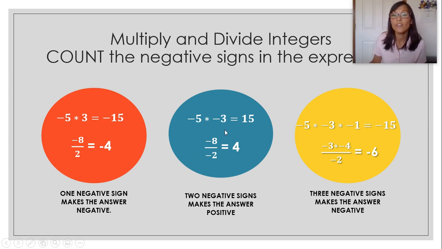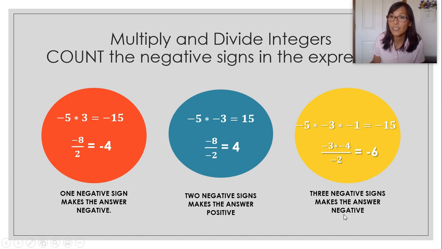So if I have negative 5 times negative 3, I multiply 5 times 3 like normal, which is 15, and because there are two negative signs, my answer is going to be positive 15. I have negative 8 divided by negative 2, which is 4, but because there are two negative signs, they basically cancel each other out and they make a positive 4.